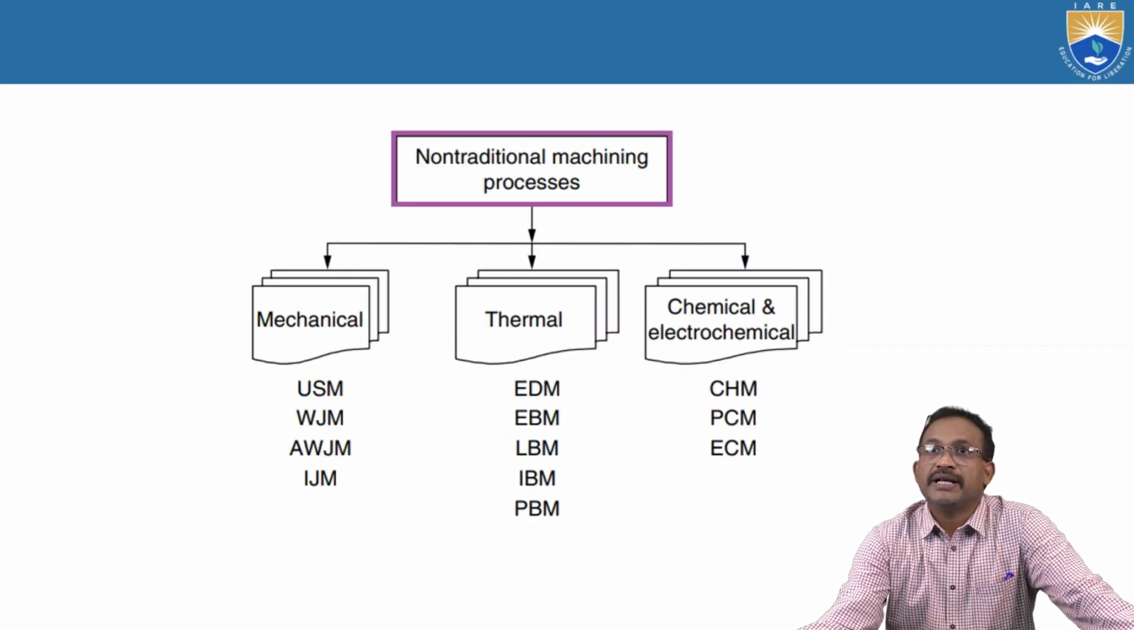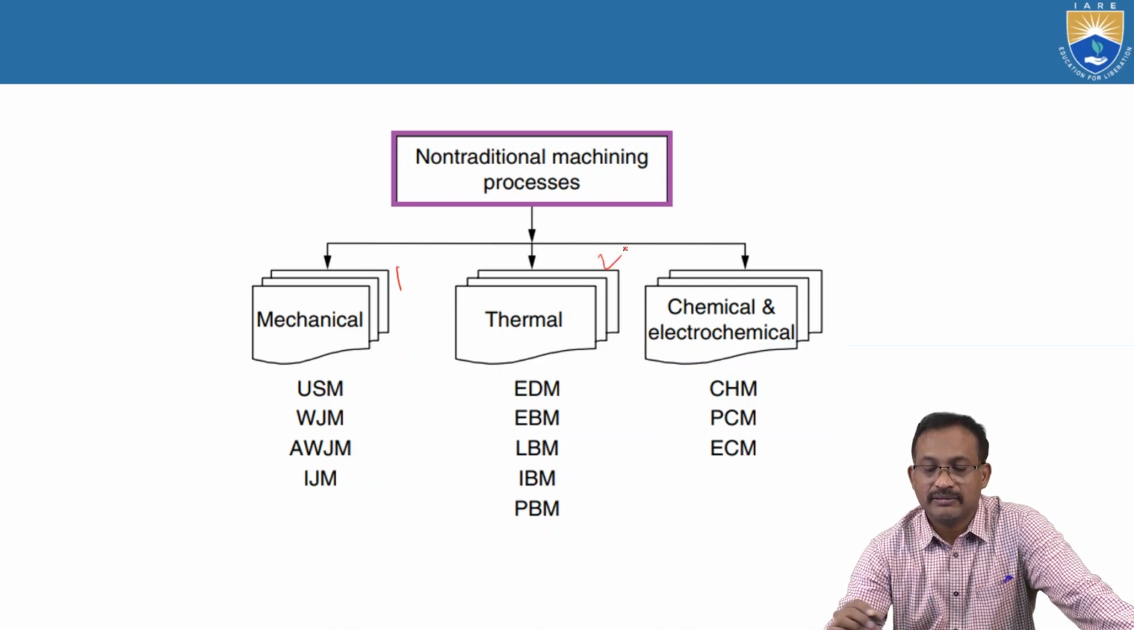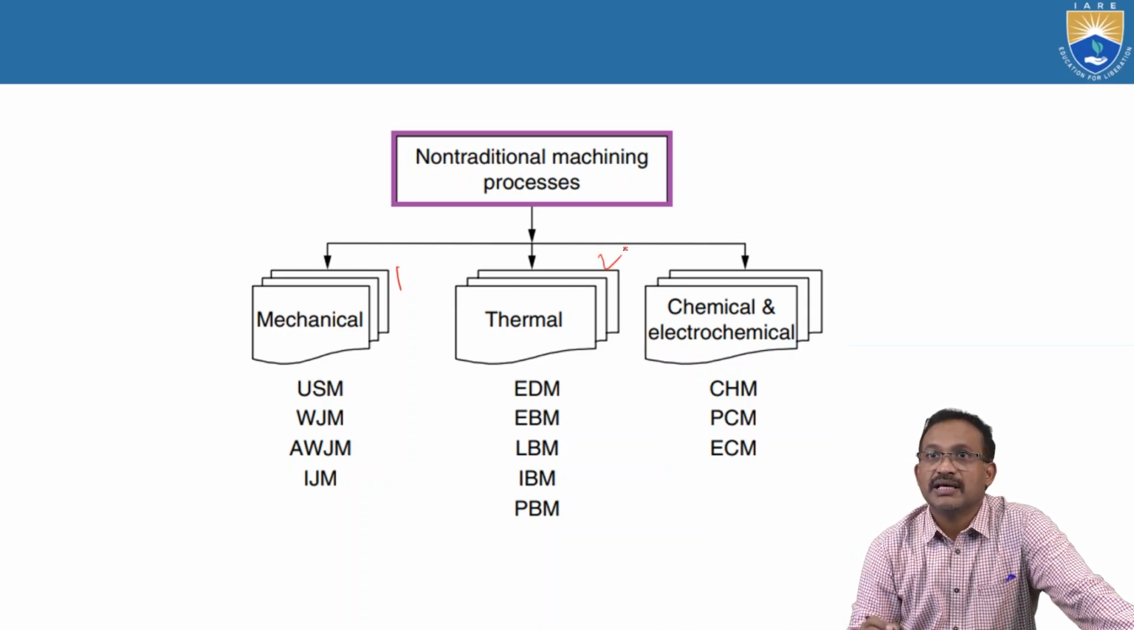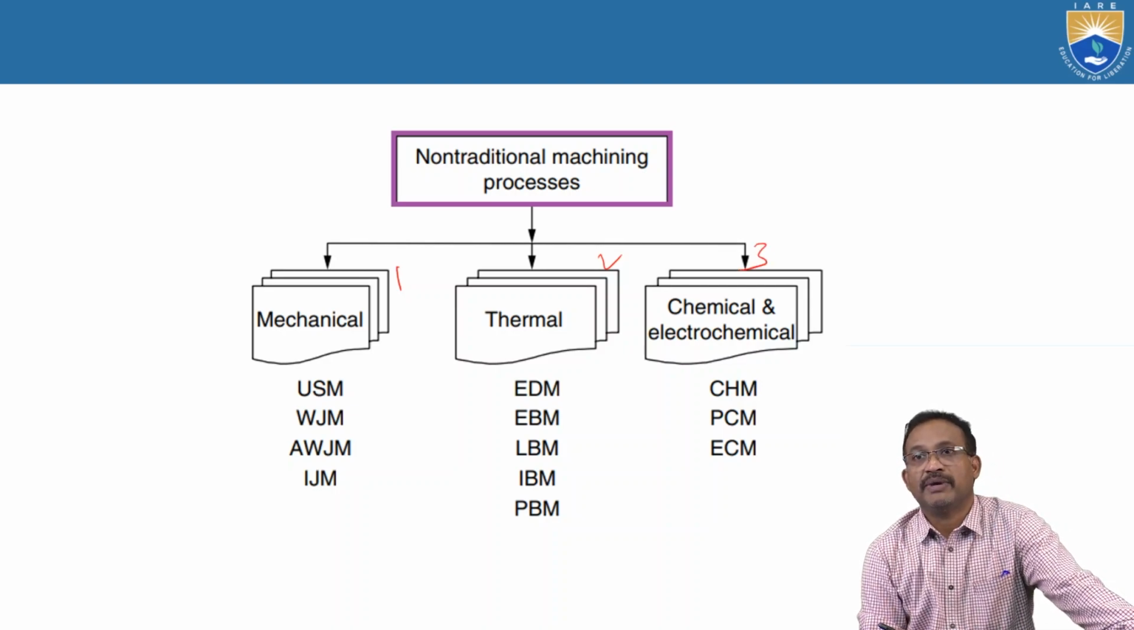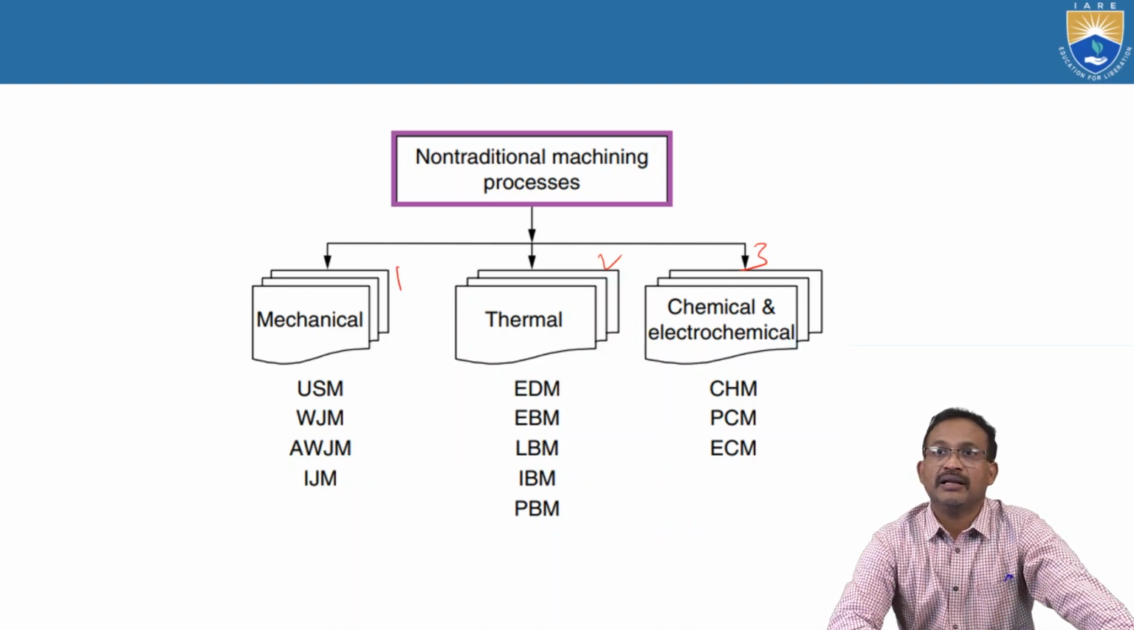Under non-traditional machining processes, again the material removal will happen in three different ways. First one is mechanical, second one is thermal, third one is chemical and electrochemical. Okay, so again under that there are some other methods.